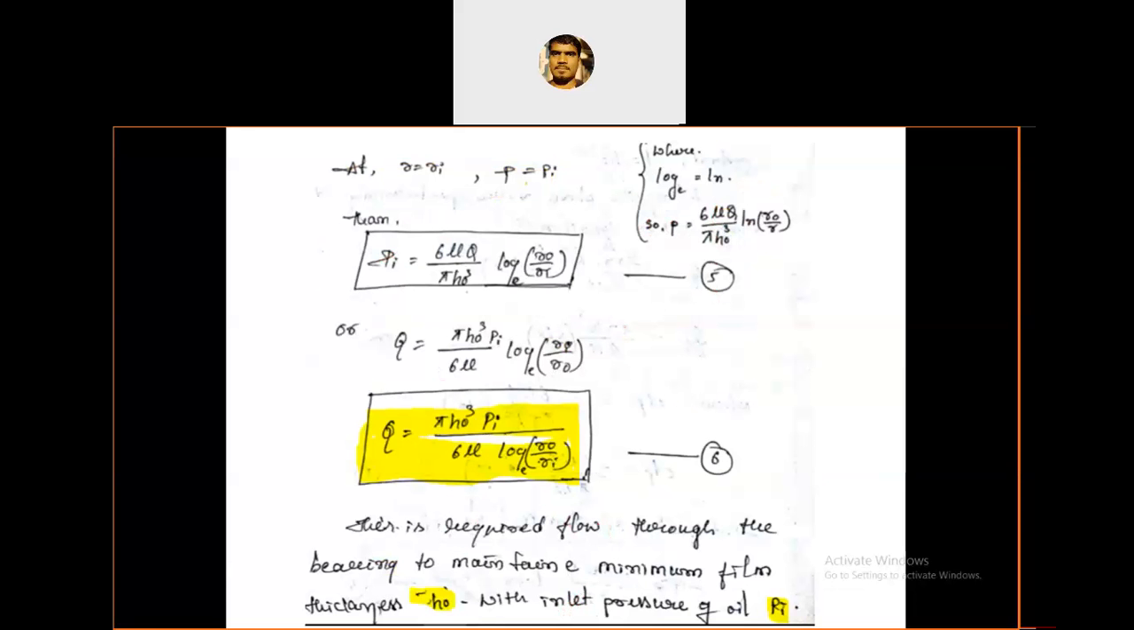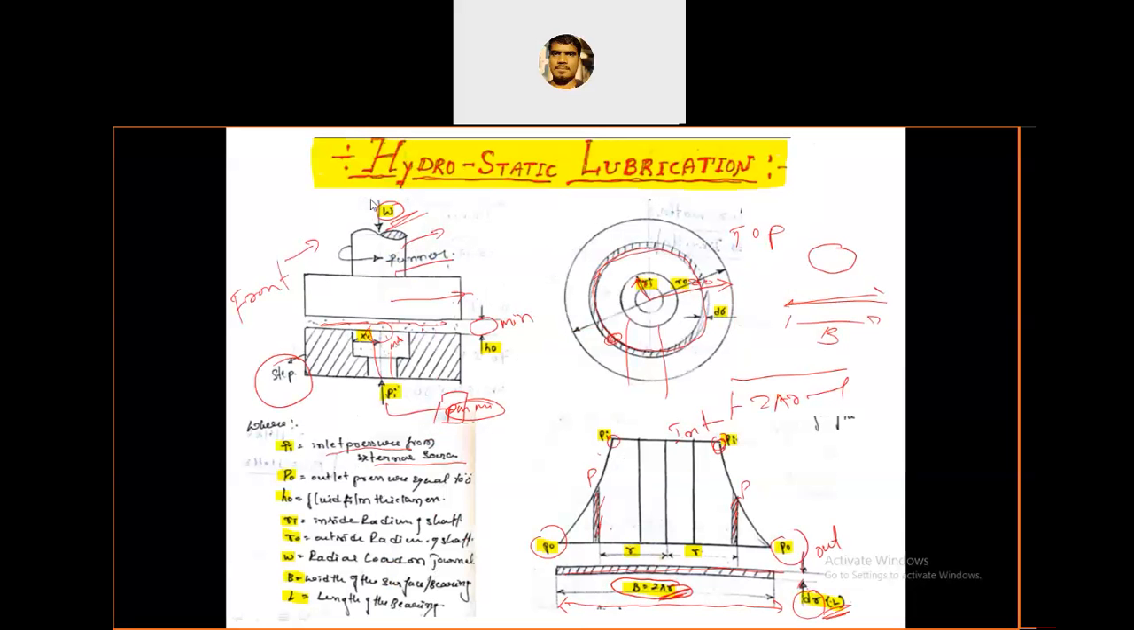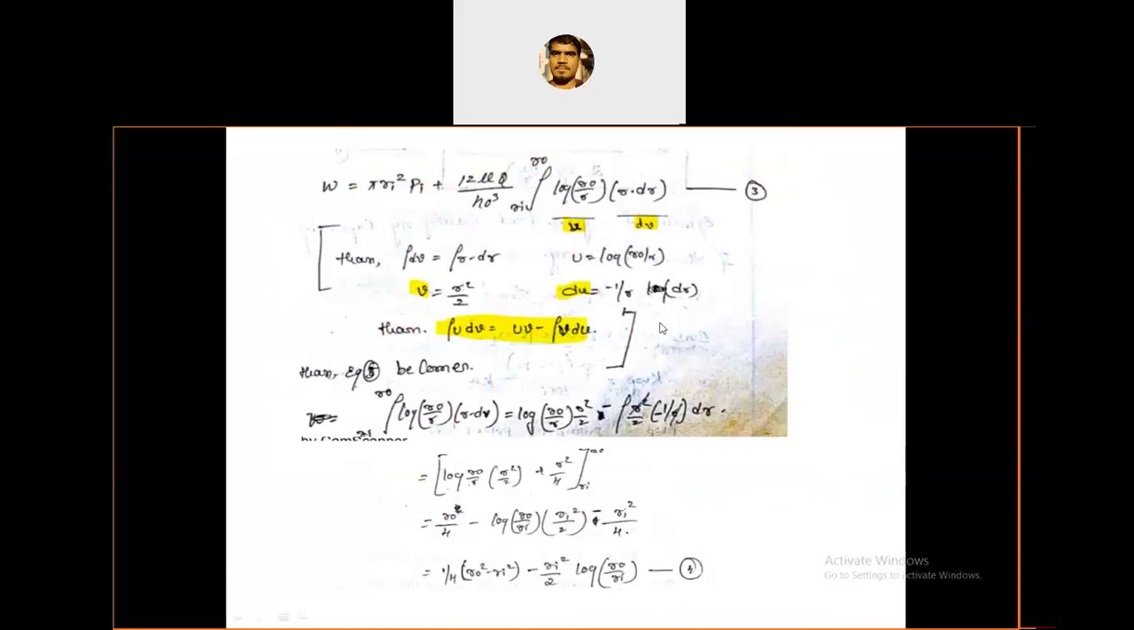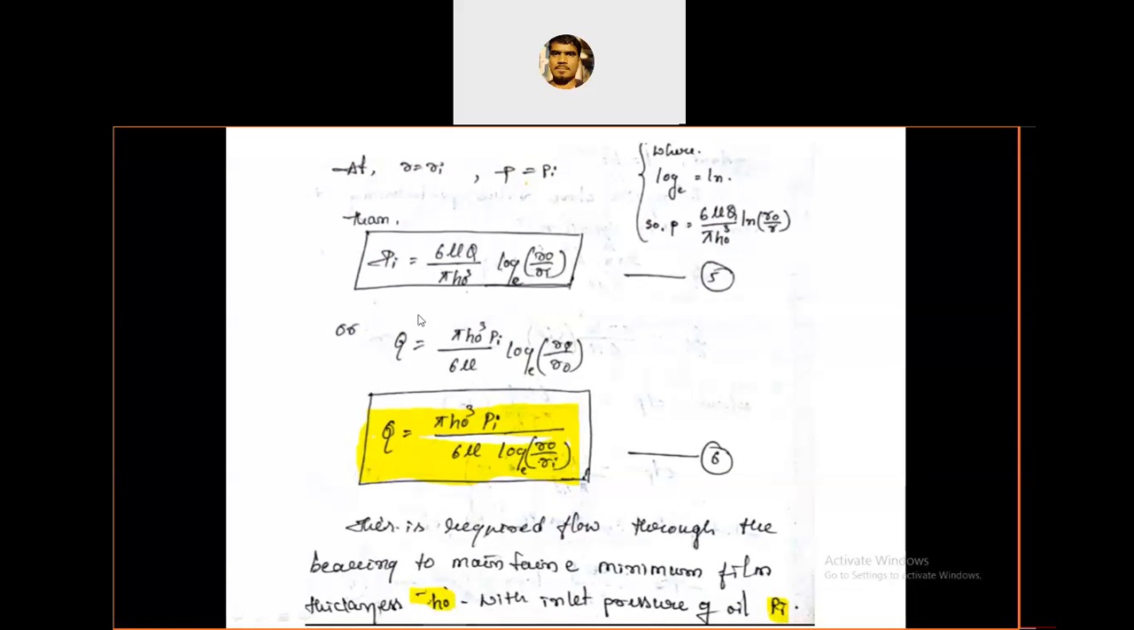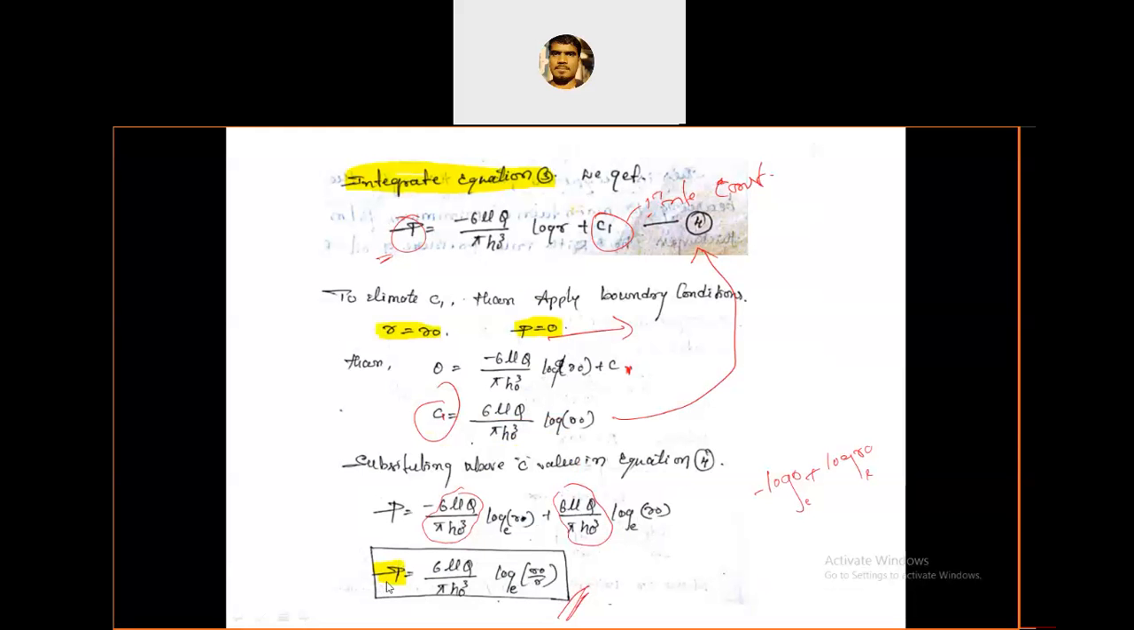If I want the inlet pressure, then R is replaced by Ri. R is replaced by Ri. Didn't you understand yet? Here R means it is the radius of the imaginary element. Okay. So Ri means inlet pressure, R naught means outlet pressure. Okay. So here, this pressure is the pressure of the imaginary element because it is in terms of R.